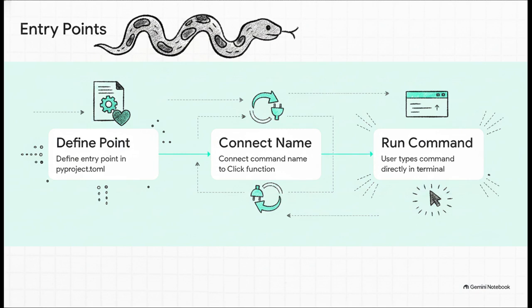The flow is super simple. First, you define the entry point. Second, you connect a custom command name directly to the Click or Typer function you wrote. And third, once the package is installed, the user simply types that command name straight into their terminal. They don't have to run python script.py, and honestly, they don't even need to understand how Python is working underneath. Setuptools handles the whole routing process automatically.